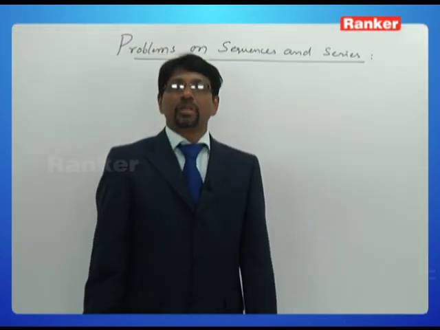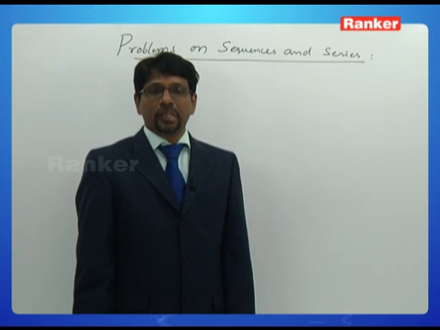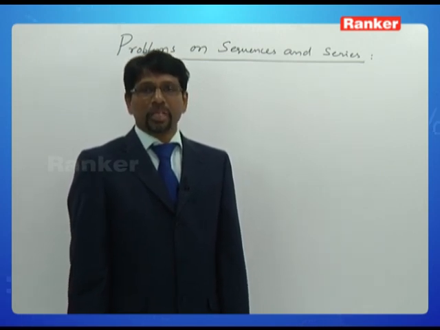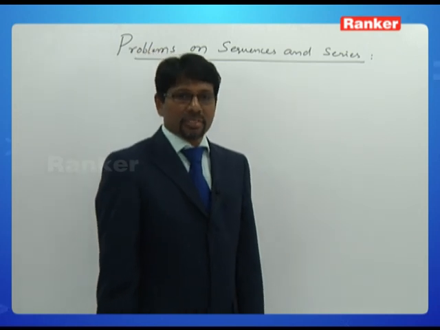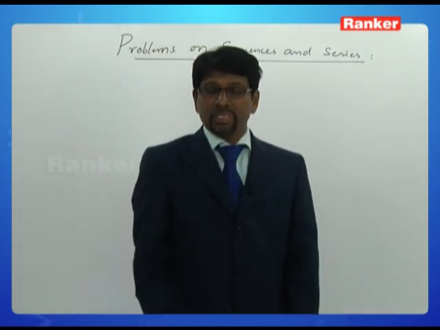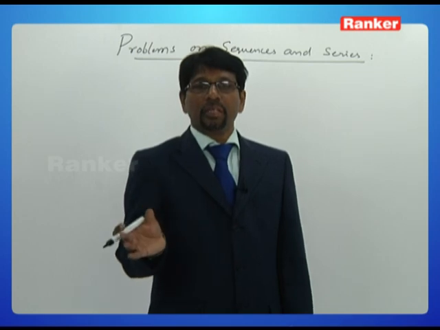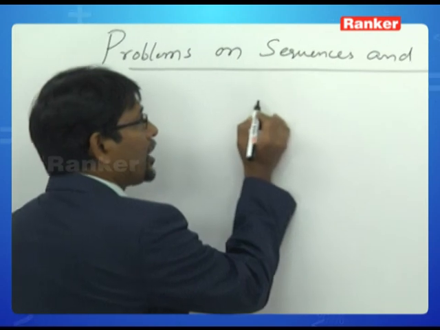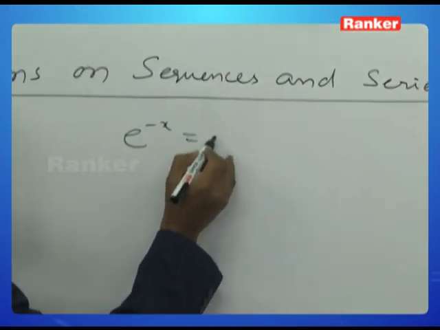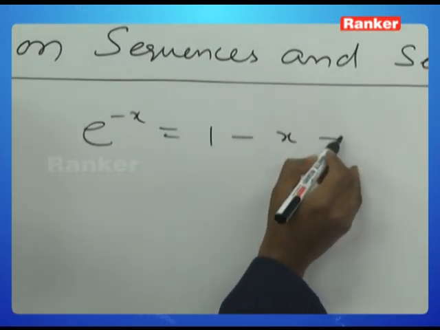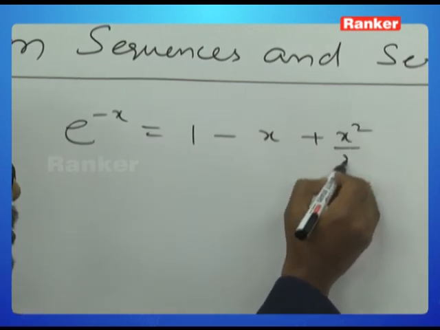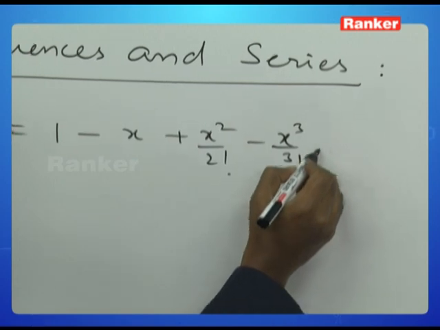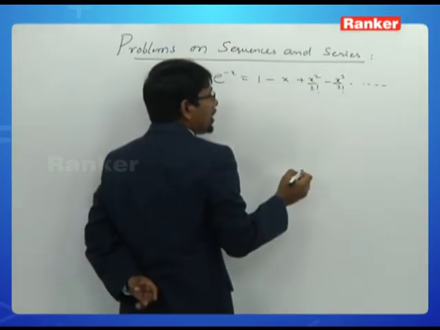Where is the expansion at all? 2 plus 3x is a linear expression in x. What about e power minus x? e power minus x has an infinite series expansion, but we are interested only in the coefficient of x power 10. So first we will write the expansion of e power minus x. What is the expansion of e power minus x? 1 minus x plus x square by 2 factorial, minus x cube by 3 factorial, and so on and so forth. Alternating sign pattern there.